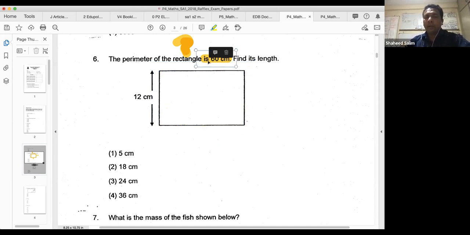Okay. Now down here you see, this one you know, this is a rectangle. Opposite sides are equal. So if this is 12, down here is 12. Down here is also 12.